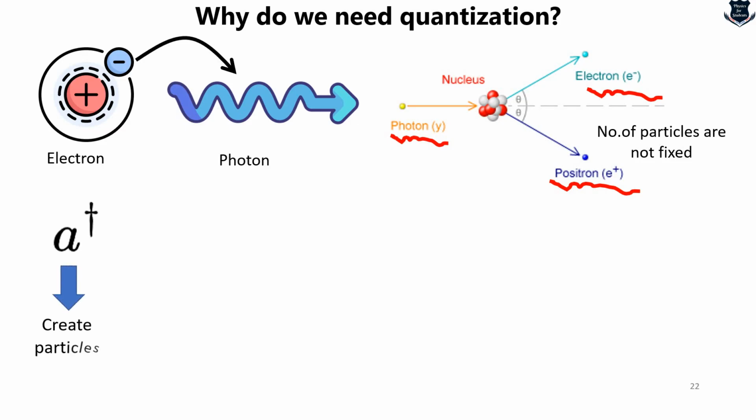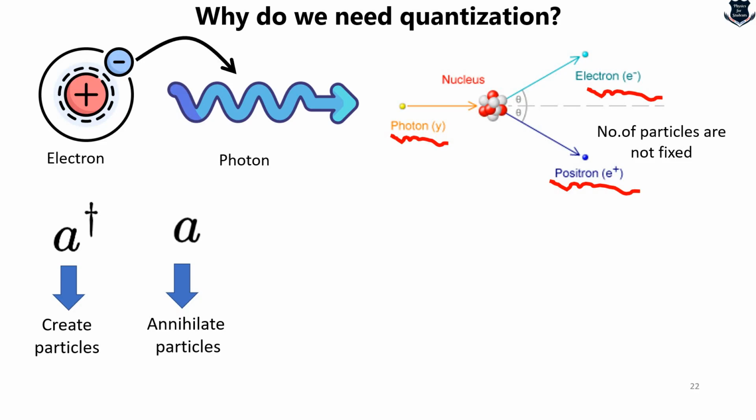So in this case, we actually use what we call a dagger, which I was saying creates a particle, and also annihilates particles. The creation operator adds the particle to the system, and the annihilation operator removes the particle from the system.